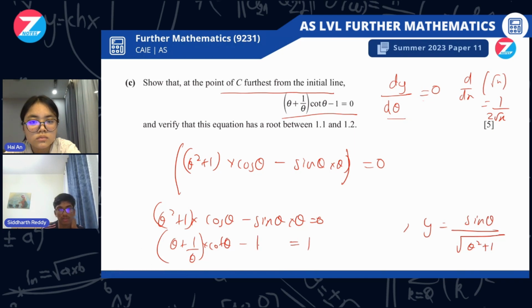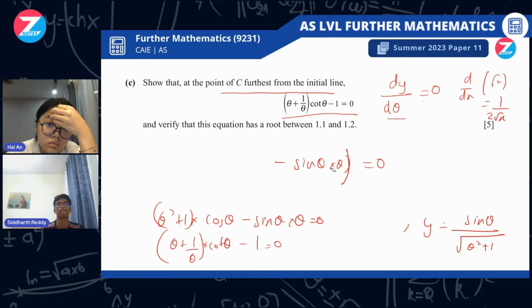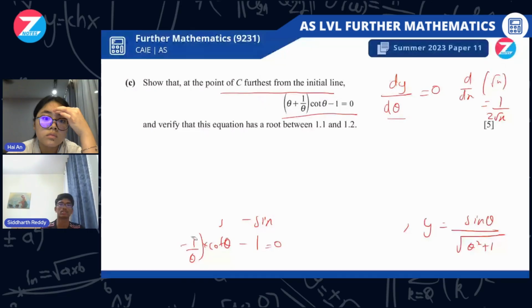Also, this should be 0, not 1. I don't know why I wrote 1 there. Yeah, so we got this equation now. Now verify that this equation has a root between 1.1 and 1.2. So the way to do that is basically check if there is a sign change.